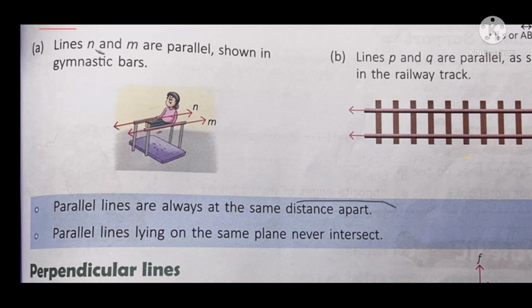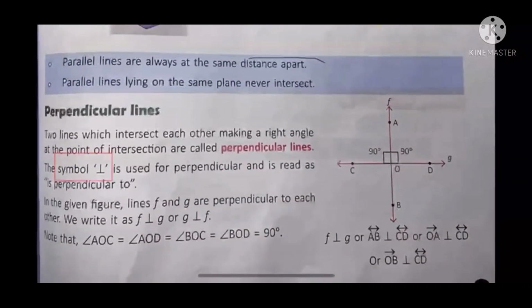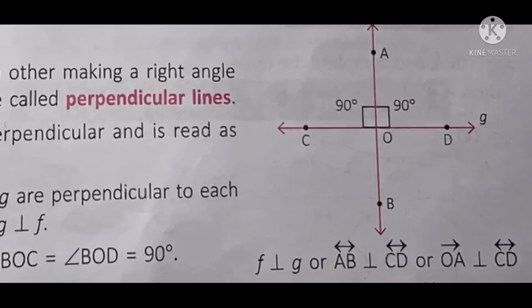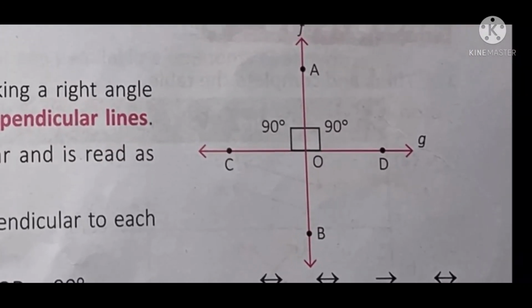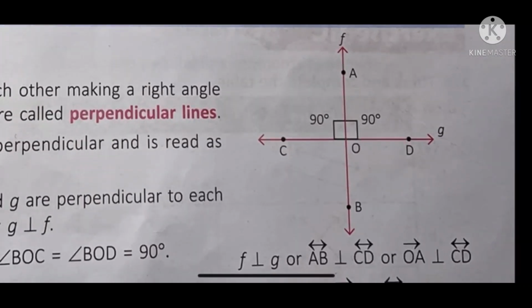Next we are going to discuss what perpendicular lines are. Two lines which intersect each other making a right angle at the point of intersection are called perpendicular lines. The symbol, a vertical line and a horizontal line, as I have highlighted, is used for perpendicular and is read as 'is perpendicular to'. Now see the given figure. In the given figure, lines F and G are perpendicular to each other, and we write it as F perpendicular to G or G perpendicular to F.